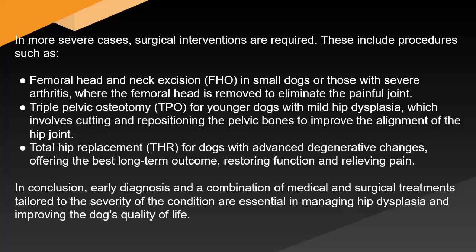These include procedures such as femoral head and neck excision, FHO, in small dogs or those with severe arthritis, where the femoral head is removed to eliminate the painful joint; triple pelvic osteotomy, TPO, for younger dogs with mild hip dysplasia, which involves cutting and repositioning the pelvic bones to improve the alignment of the hip joint; and total hip replacement, THR, for dogs with advanced degenerative changes, offering the best long-term outcome, restoring function and relieving pain.